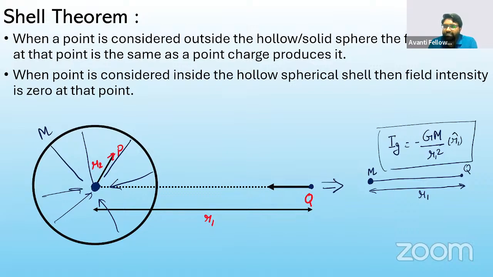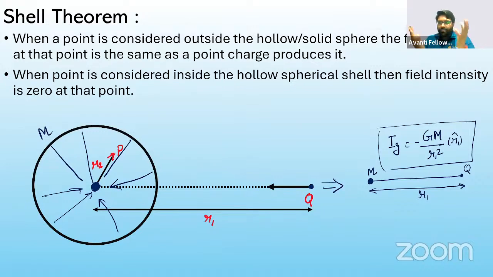So there is no difference between a point mass or a sphere, whether it is solid or hollow, if the point lies outside the sphere. Okay, but what if the point lies inside of it and it is a hollow sphere? When the point is inside the hollow spherical shell, the field intensity is zero at that point.